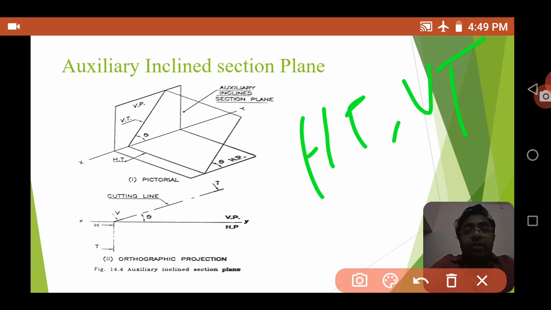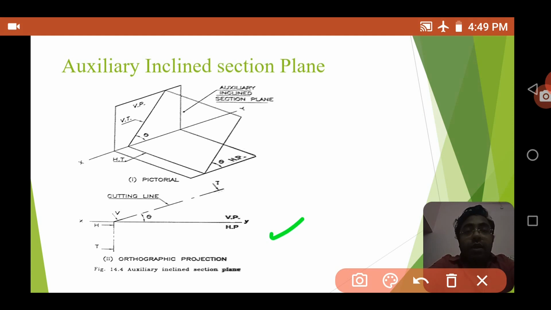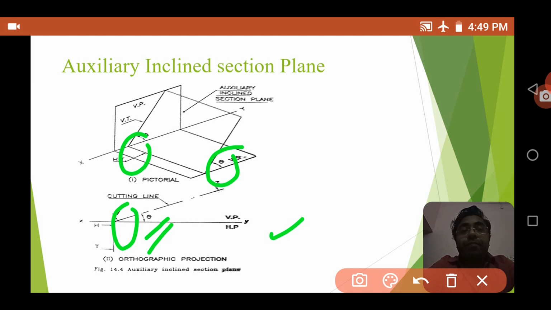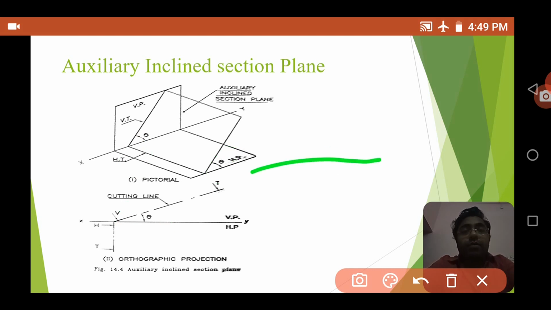When you draw this in orthographic projection, you can see that an xy line is drawn, and then you draw a point. This point is represented here. Then you take an angle, this theta angle, and draw a cutting line, which is always represented as a chain line. Then you can draw further. Okay, now we are going to study the next one.